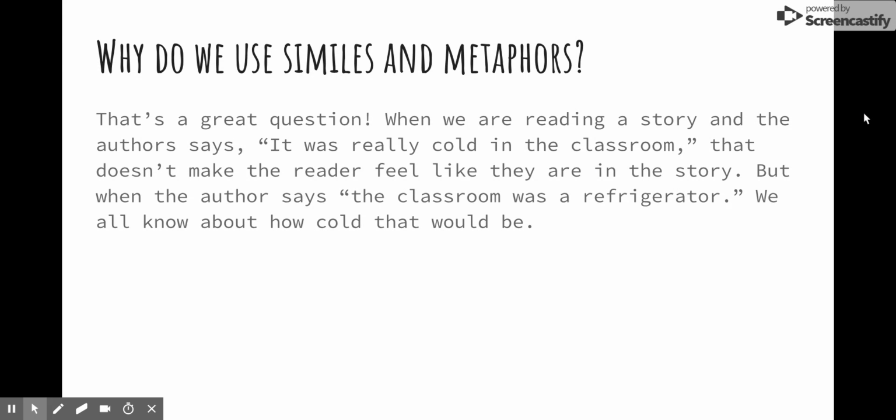Why do we use similes and metaphors? Well, that's a really good question. When we are reading a story and the author says it was really cold in the classroom, that doesn't really make us feel like we're in the story. But when the author says, the classroom was a refrigerator, we all know about how cold that would be. So we could say, yeah, that would be a pretty cold classroom.